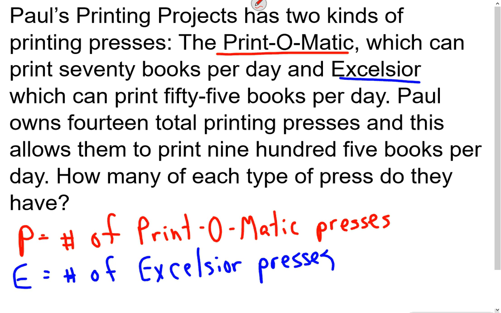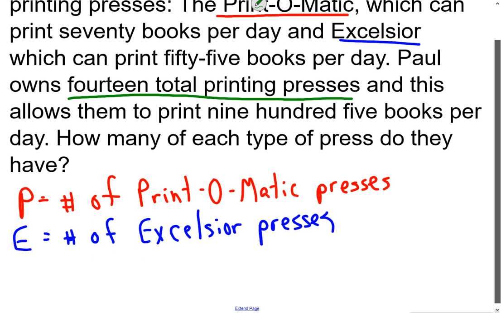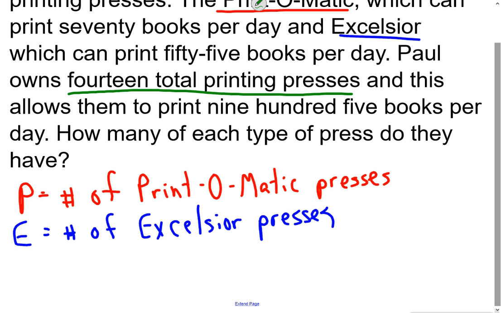Now I can work on writing my equations. So I look up here and go, well, what information do I have? I see that Paul owns 14 total printing presses. Owns 14 of them. Well, P of them are Print-O-Matic, E of them are Excelsior. If I add them together, that's going to have to give me the total number of presses that I have. So that would put me at P plus E equal to 14.